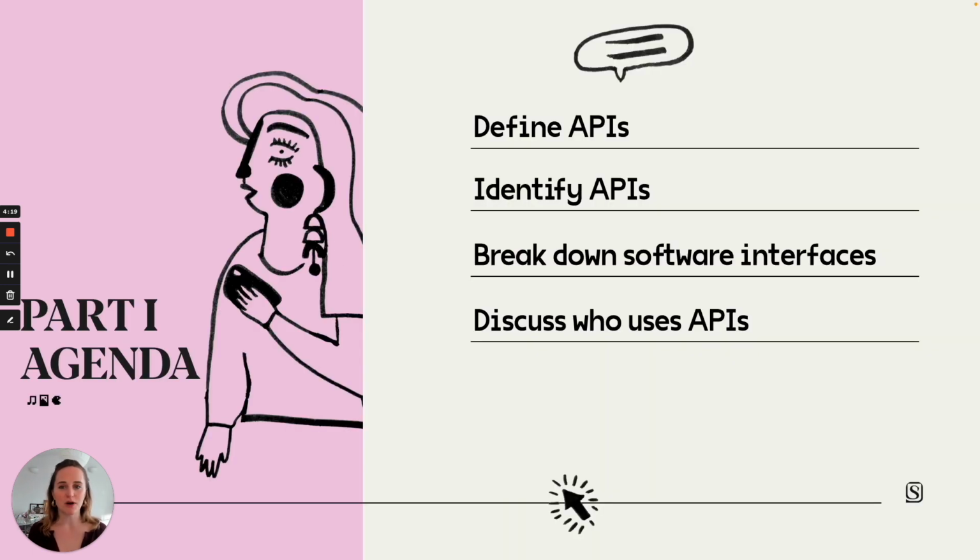In this first part of our API fundamentals series, we're going to define what APIs are and the overall purpose they serve, touch on various APIs out there that are behind all our favorite apps, break down just what a software interface is, and discuss how both humans and machines use APIs to create all our digital experiences.